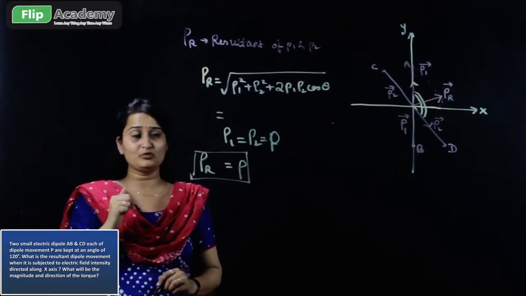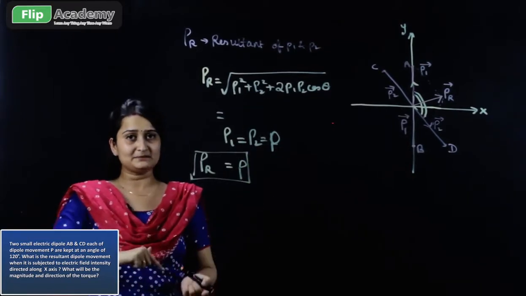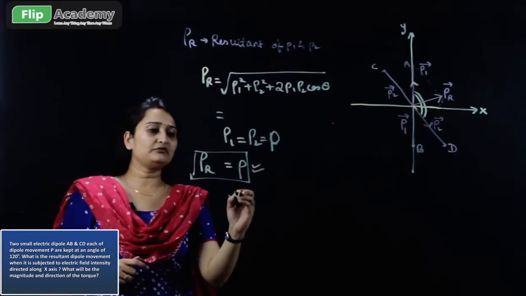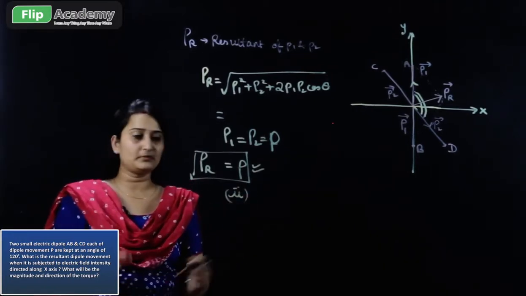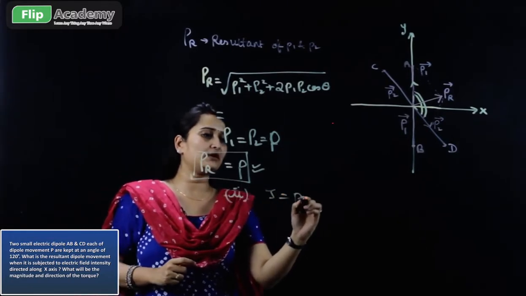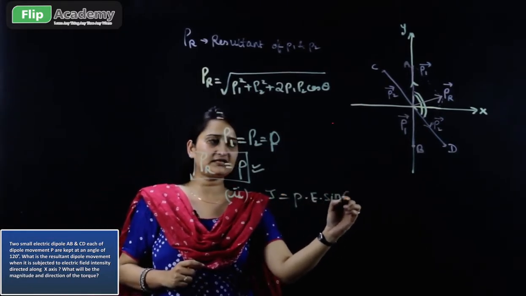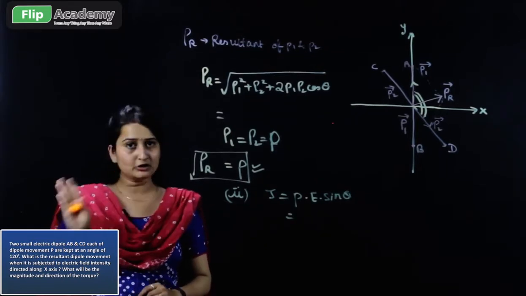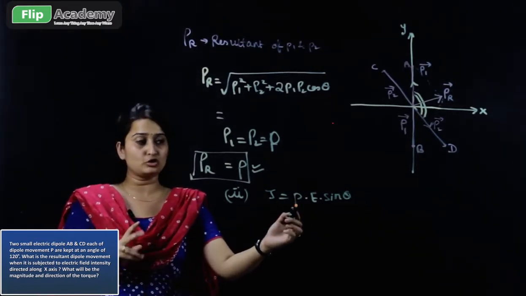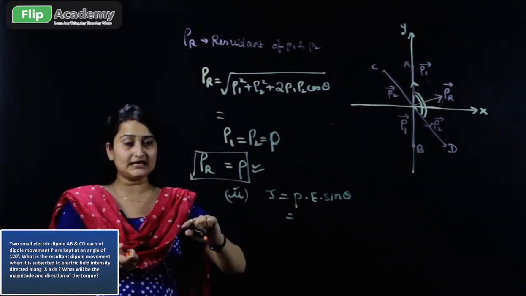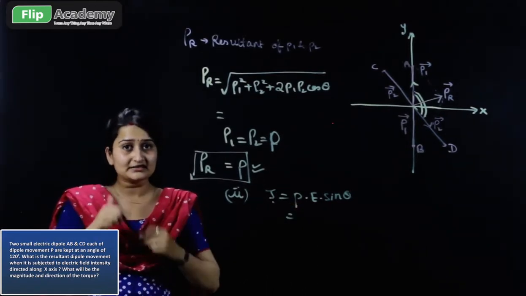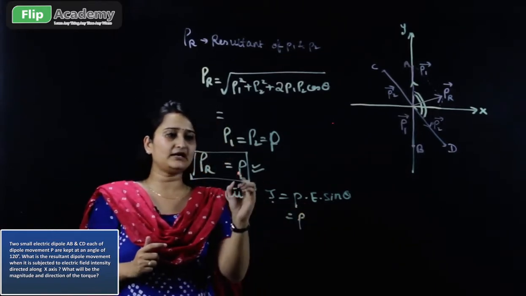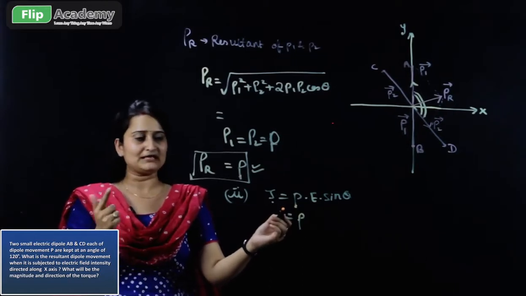What is the resultant dipole moment of these two vectors, P1 and P2? It is simply P. In the second part, you have to find the torque. What is the formula for torque? The torque has the formula P E sine of theta. What is P in this condition? P is the resultant P. I am not talking about P1 or P2. We are talking about the resultant P, because the torque is also due to the resultant. So in this condition it remains P, because we have calculated that the resultant P is equal to P.